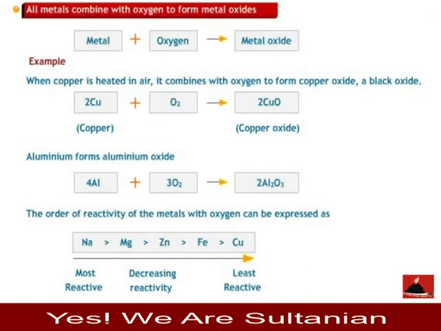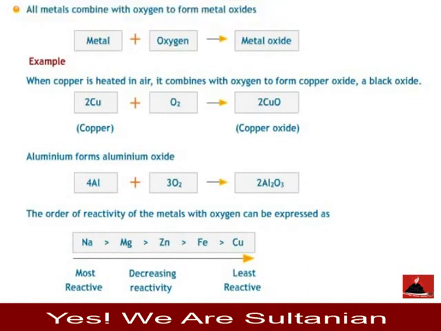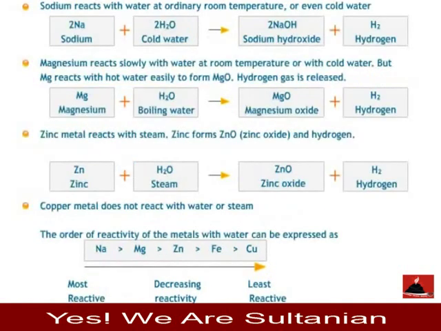All metals combine with oxygen to form metal oxides. For example, when copper is heated in air, it combines with oxygen to form copper oxide, a black oxide. The order of reactivity of the metals with oxygen can be expressed as shown here.